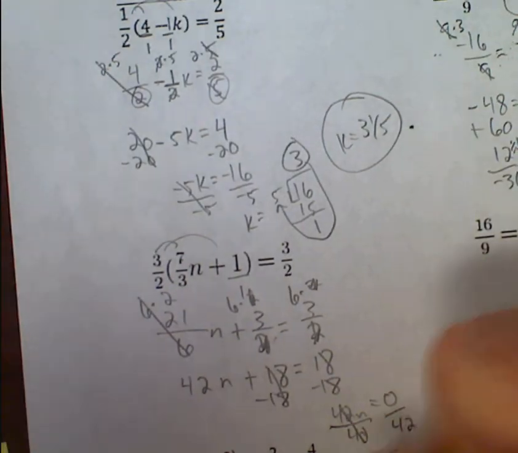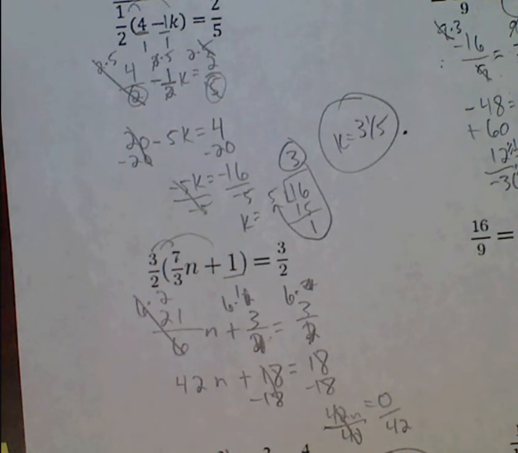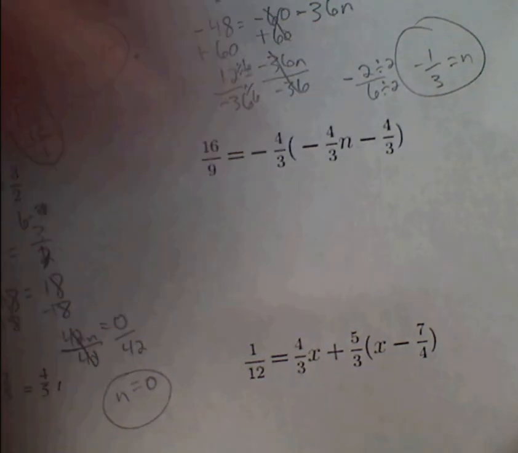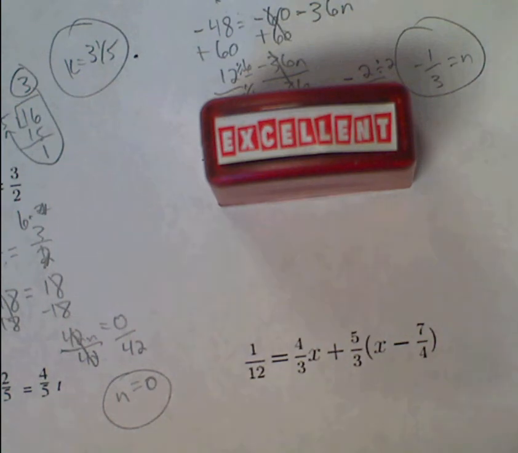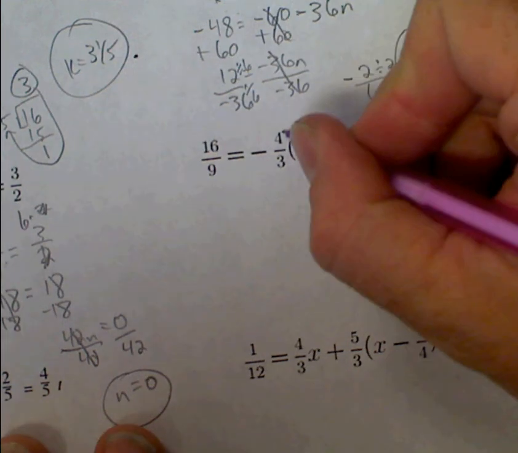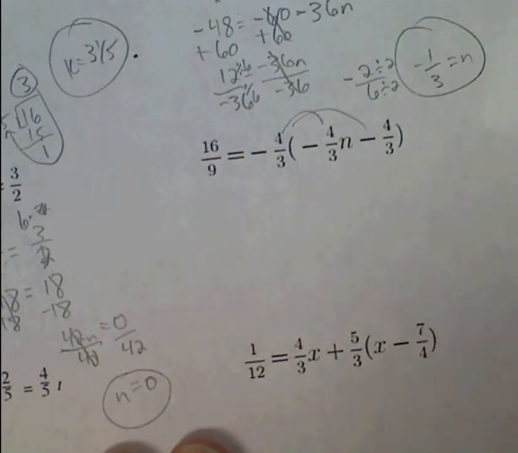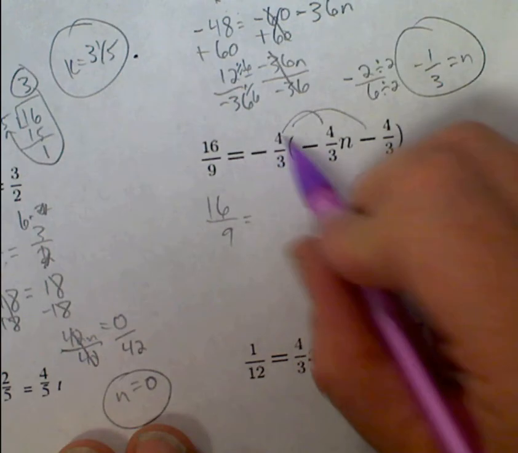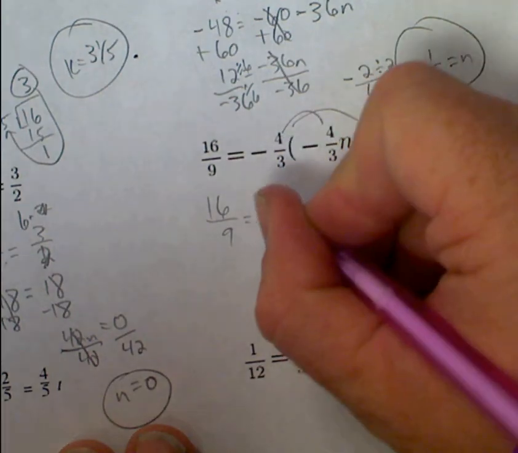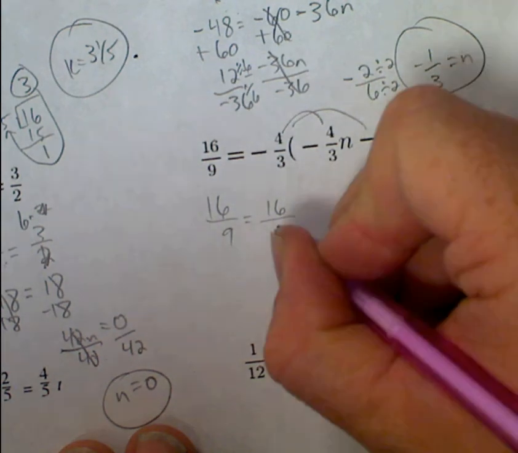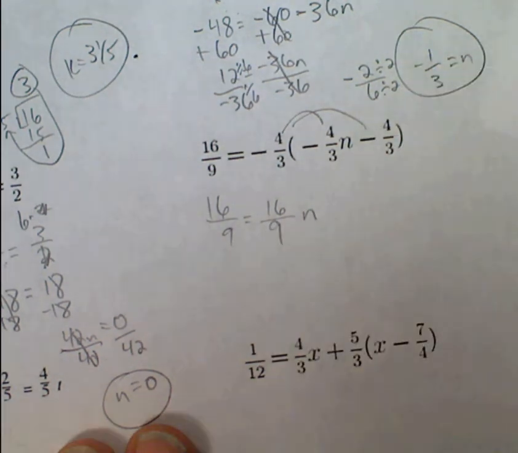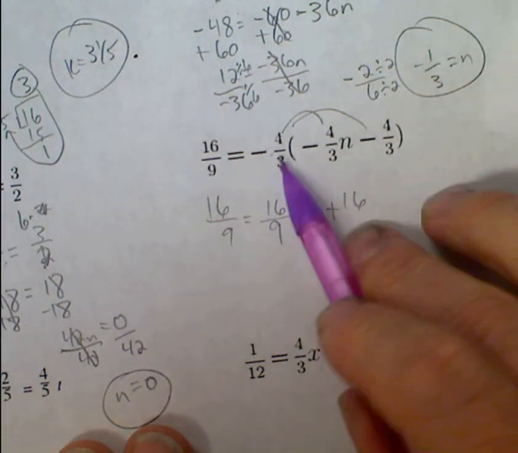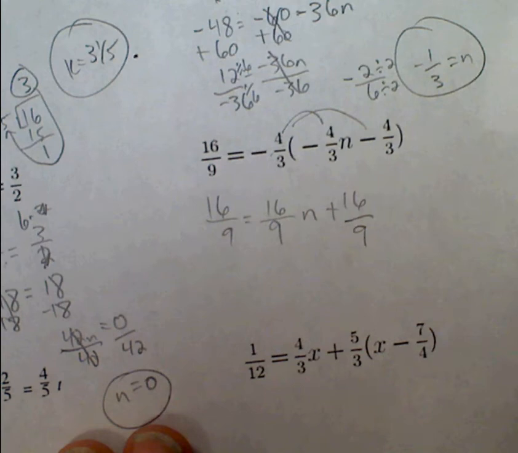And n equals 0. The next one, go ahead and pause the video and try. We must distribute, there's no check mark needed. 16 over 9 equals negative 4 times negative 4, positive 16, 3 times 3, 9.